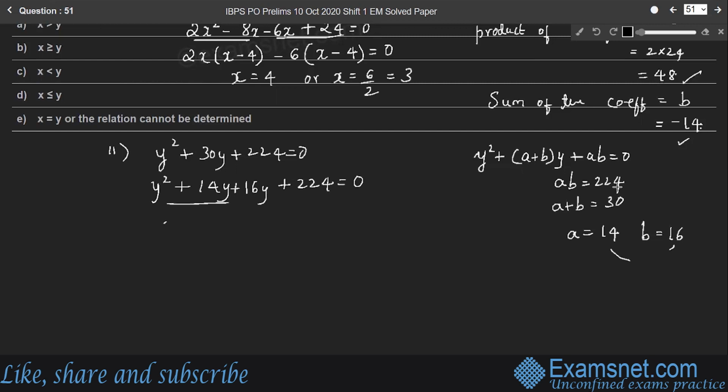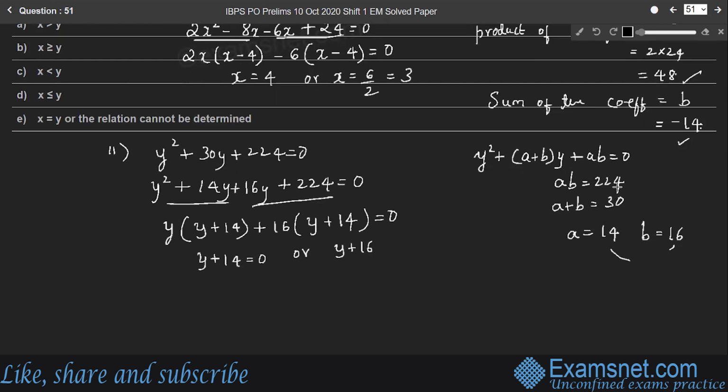Take the first two terms where y is common, y into (y plus 14). In the last two terms, 16 is common. So the remaining term is y plus 14. Therefore, y plus 14 is equal to 0 or y plus 16 is equal to 0. So we have got two values for y, minus 14 or minus 16.